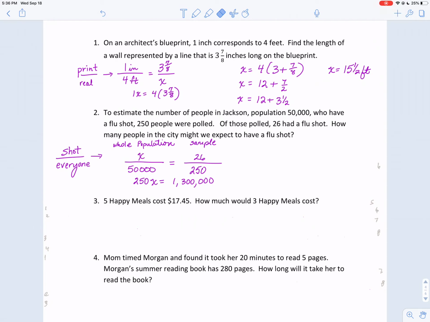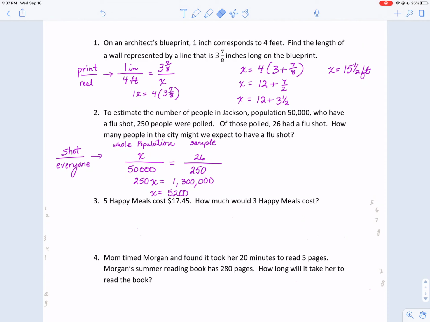So now the whole number of people that were in the sample was 250 people, and then 26 of those got the flu shot. So then we just cross multiply and divide, and we get 5,200 people in Jackson actually got the flu shot.